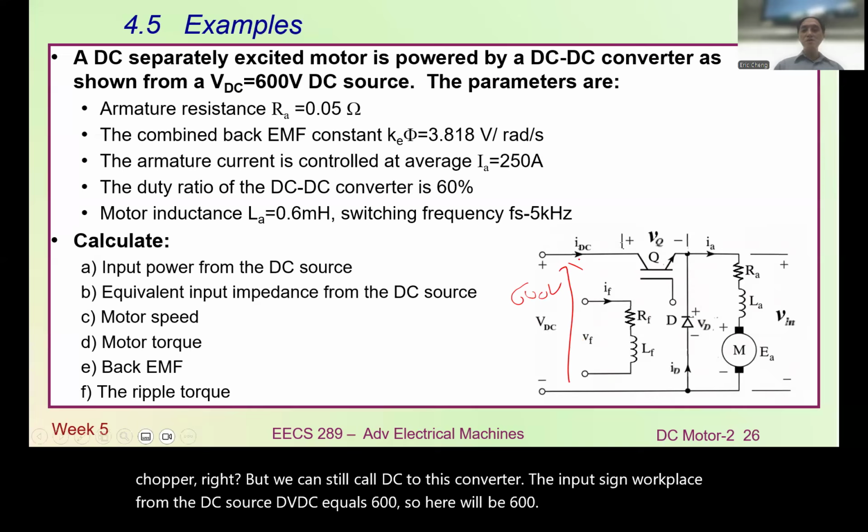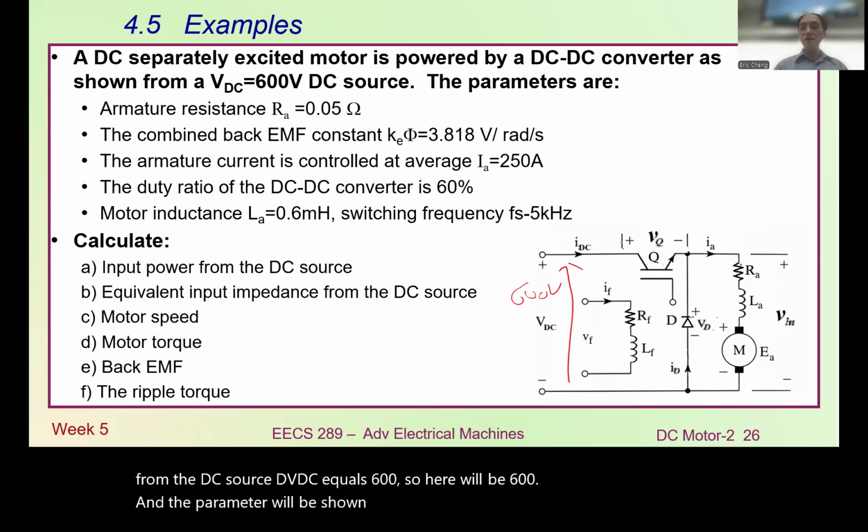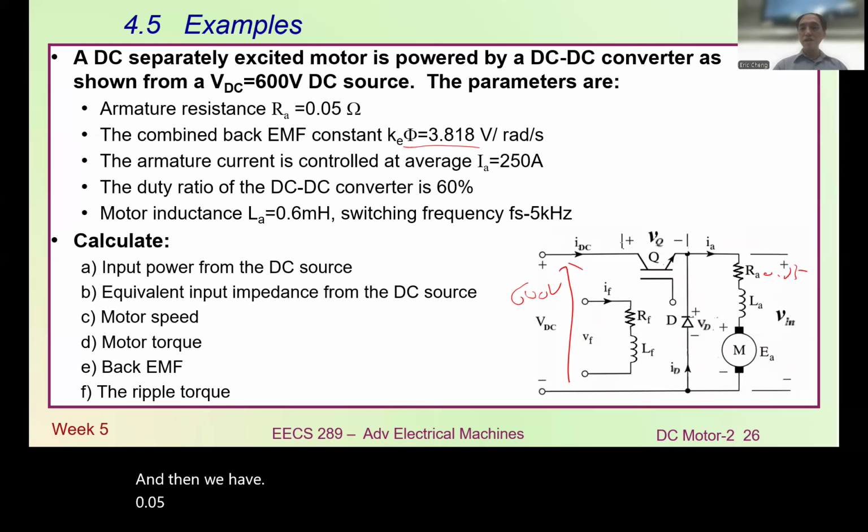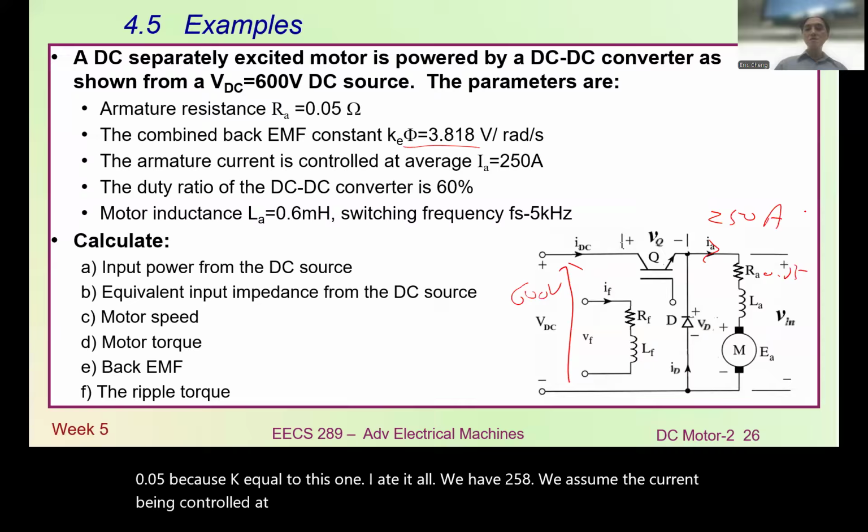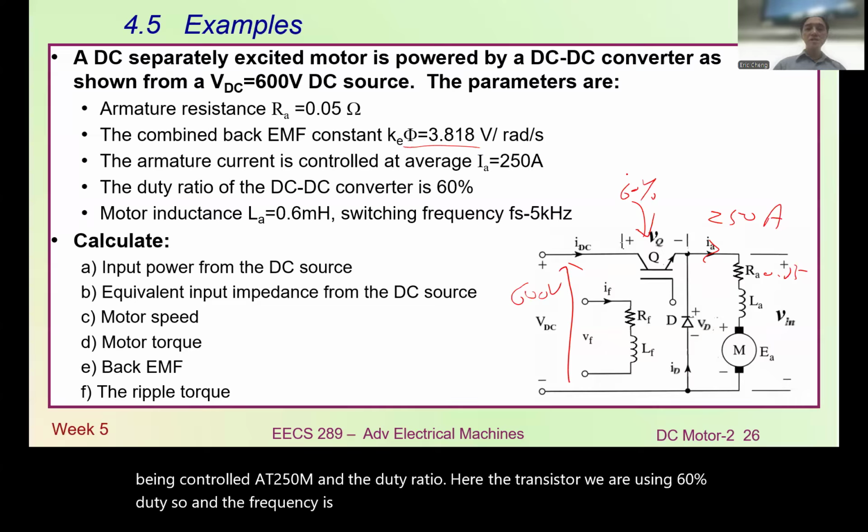And the parameters will be shown here. So 0.05, and then 0.05, we got K equal to this one. IA, we have 250. We assume the current is being controlled at 250 amp. And the duty ratio, the transistor, you are using 60% duty ratio, the frequency is 5K, and the inductance is 0.6.